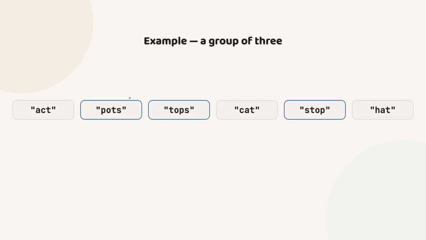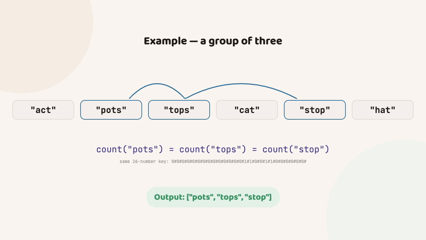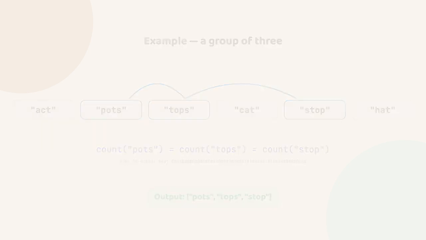Next is pots. What are the anagrams of pots? That is pots, tops, and stop. The same way, we count the characters in pots, tops, and stop. Since the counts are equal, we call them anagrams. Now let's look at the pseudocode for how this works.